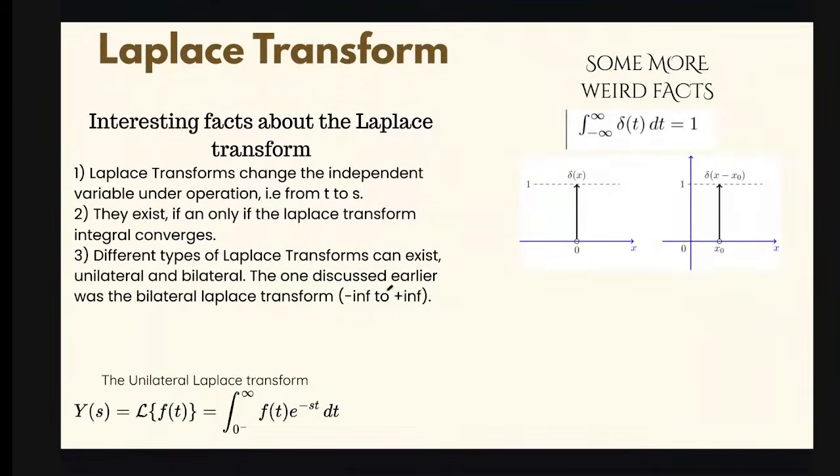So what do we do with the Laplace transform? Just wait for a bit. Some interesting facts about the Laplace transform. The Laplace transform changes the independent variable from t to s. That we had seen clearly, the function itself changes. They exist only if the Laplace transform integral converges. So what should exist? The region of convergence. And there are different types of Laplace transform. One is the bilateral one, and one is the unilateral one.